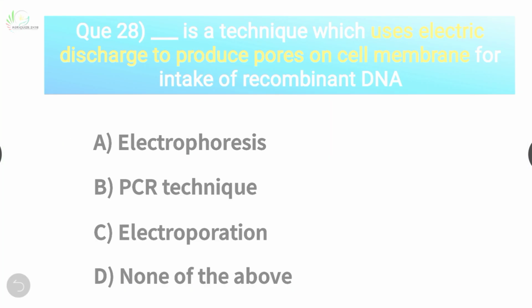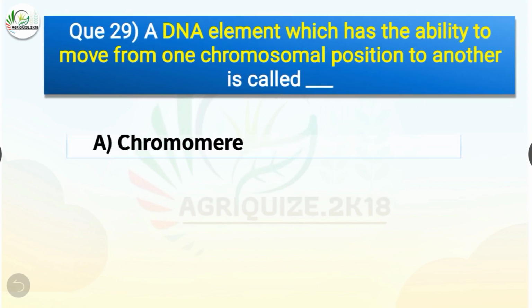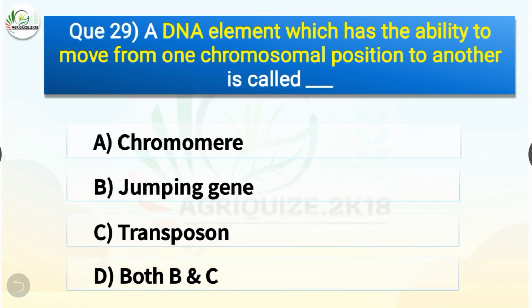Question number 29. A DNA element which has the ability to move from one chromosomal position to another is called dash. The options are chromomere, jumping gene, transposon, or both B and C. The correct answer is option D, both B and C. So, a DNA element which has the ability to move from one chromosomal position to another is called jumping gene or transposon.